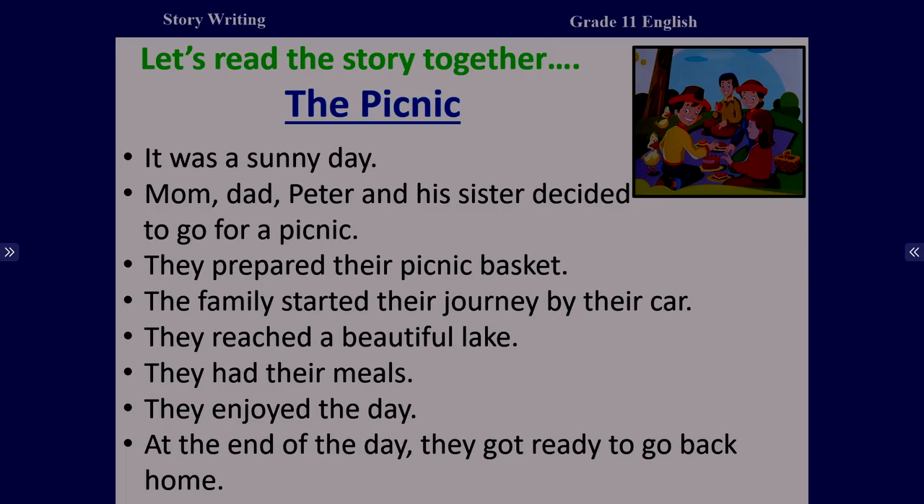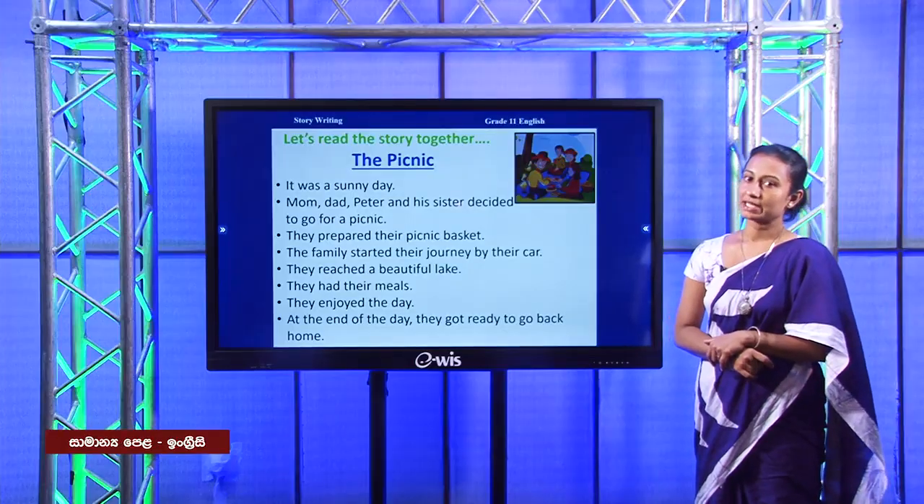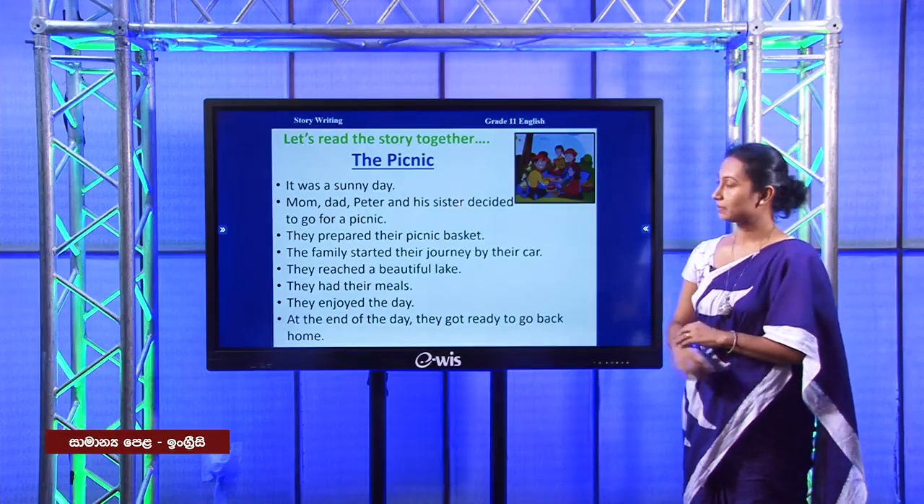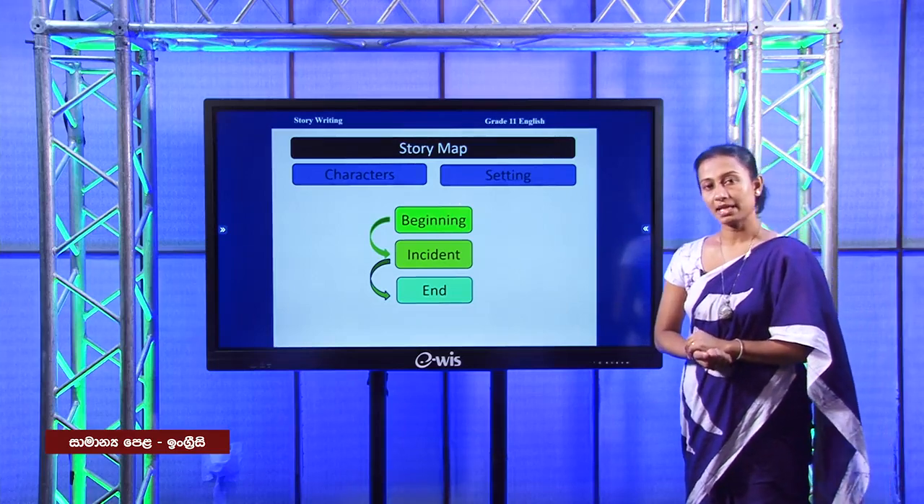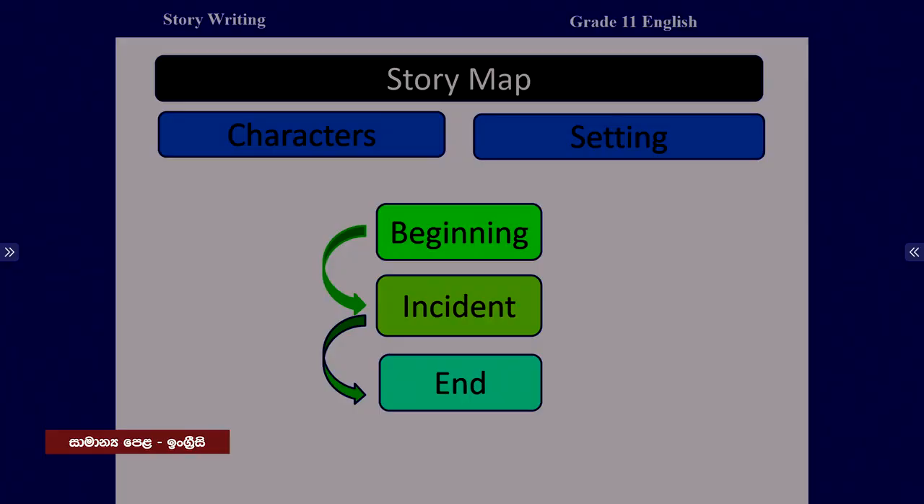So this is the story. Let's put this story into the story map. So this is the story map. Here you have the characters, setting, beginning, incident and the end. Here you have the characters, setting, and let's see the flow of the story. First you have the beginning and next you have the incident. Next you have the end. So this story map is different from the earlier story maps.